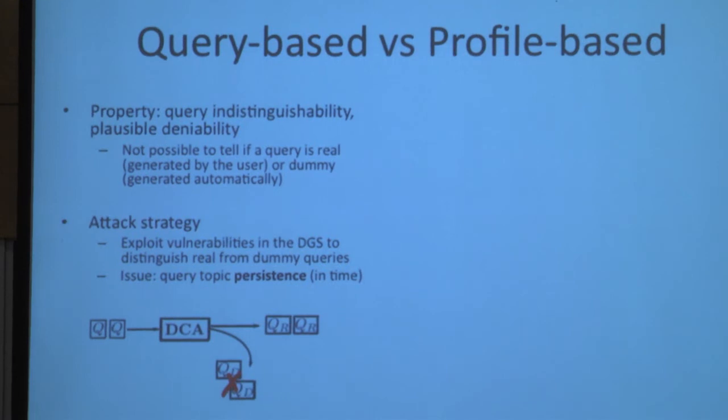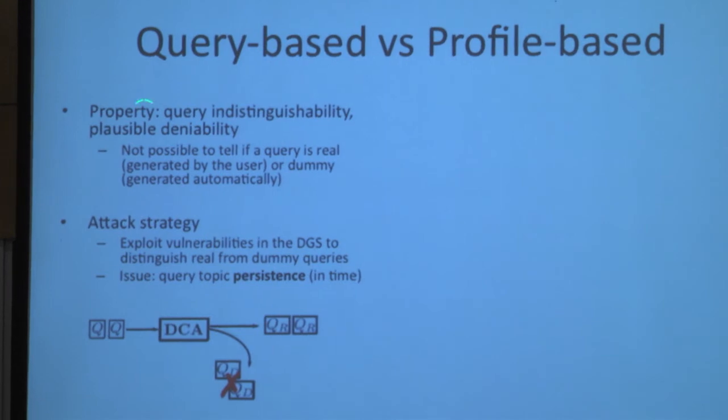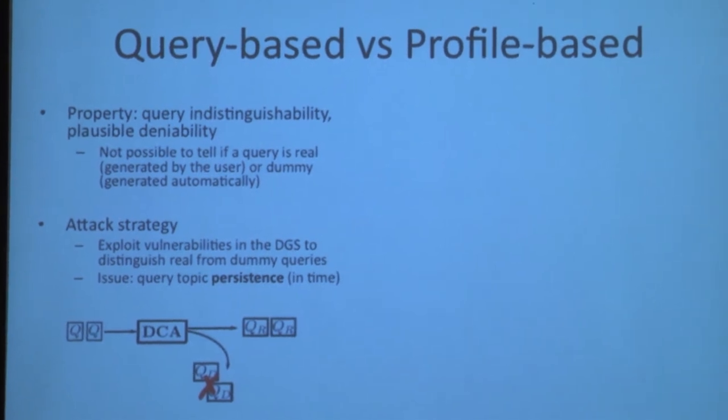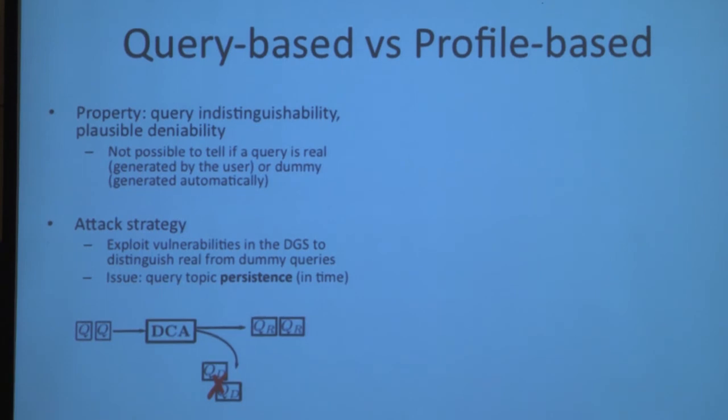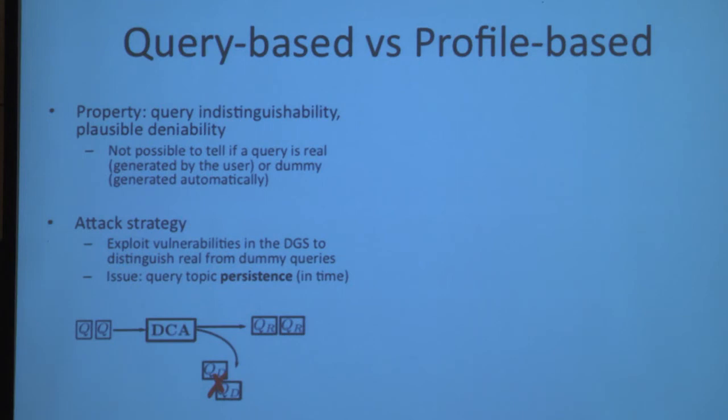On the query level, the property that we look for is query indistinguishability. Okay, so dummy and real queries are indistinguishable. Why do we want this? Because we want plausible deniability. We want to say it was the tool who looked for marijuana, it was not me. Okay, and this should be plausible based on the evidence that is given. So you want plausible deniability properties, such that it is not possible to tell apart.